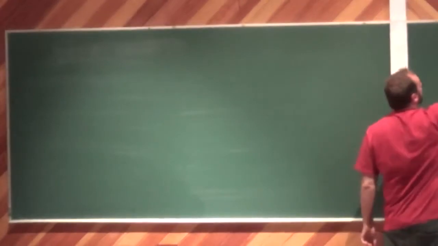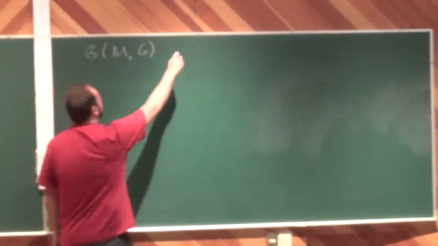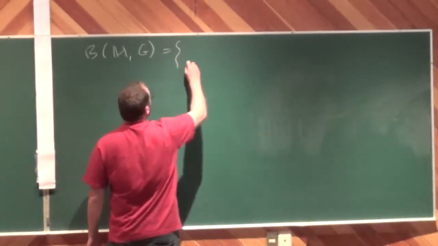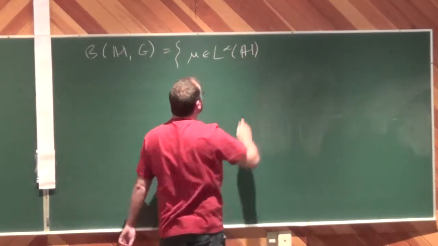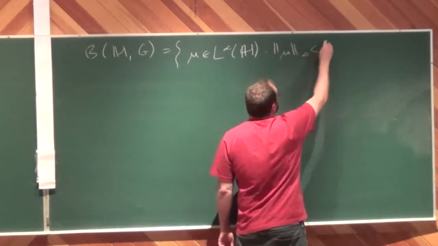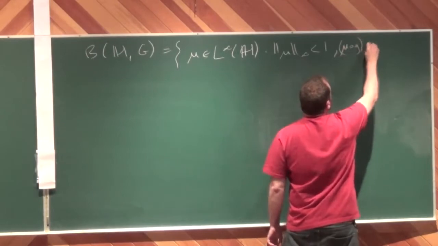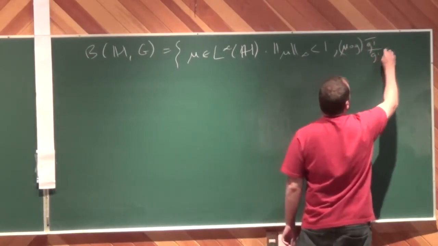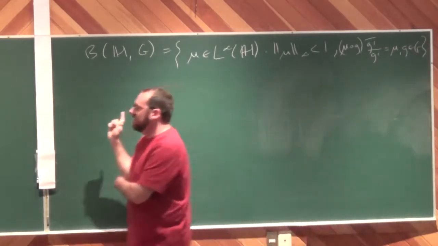We have our space of Beltrami differentials, which is the unit ball of the G-invariant elements of L infinity of the upper half plane H, so those mu's in L infinity H which are in the unit ball, and our G invariant. So we have these guys.